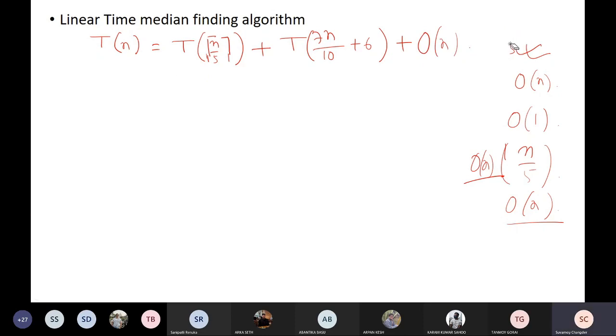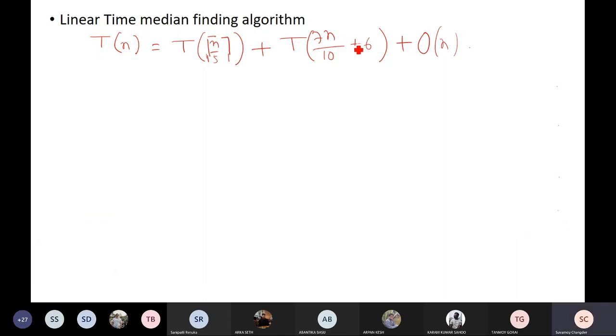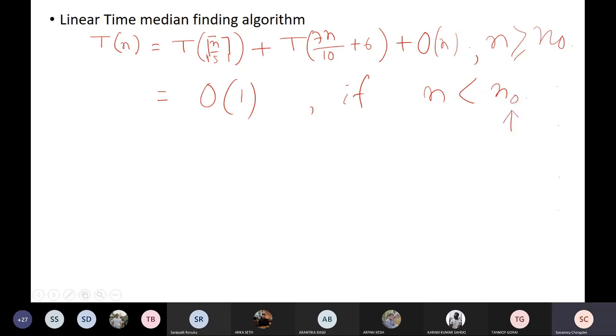So the recurrence can be written as T(n) equals T of the ceiling of n by 5, plus T of 7n by 10 plus 6, plus order of n, for n greater than or equal to n0, and this equals constant time if n is less than n0. We will find this value n0 later.